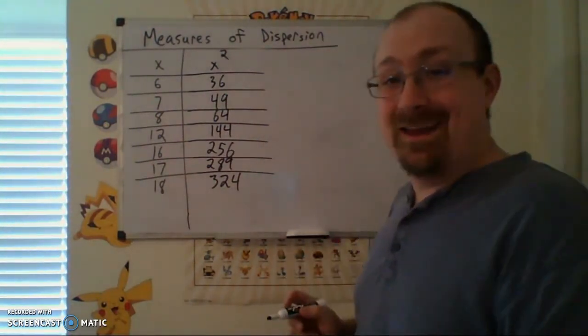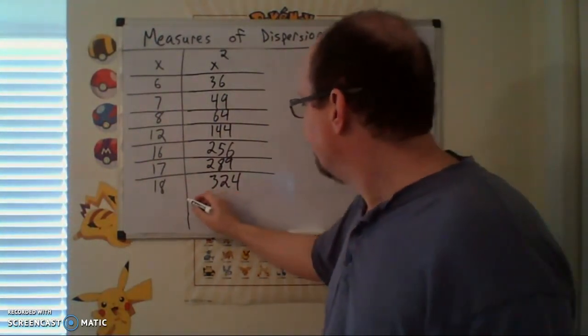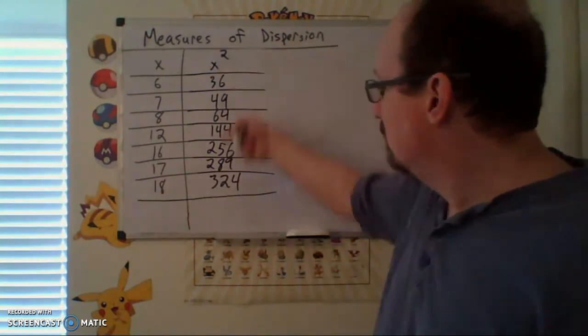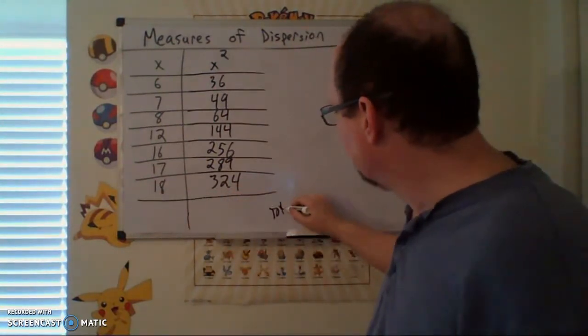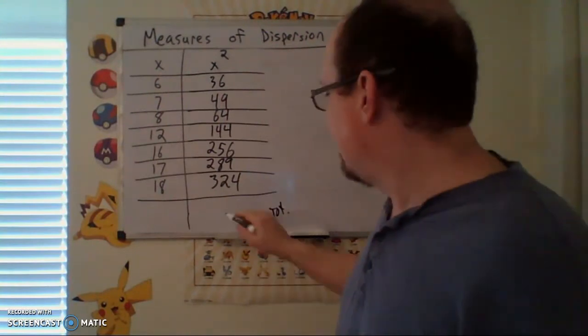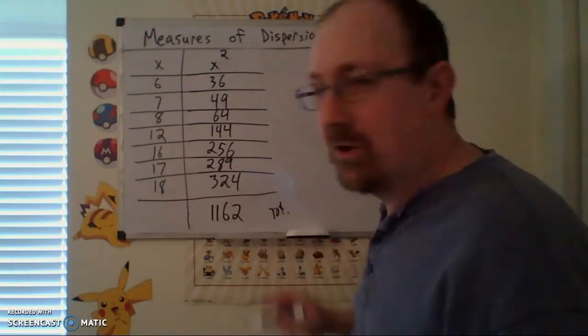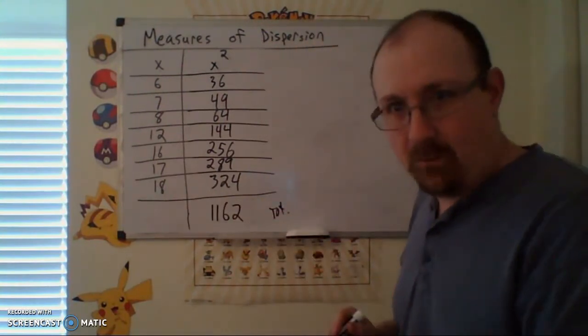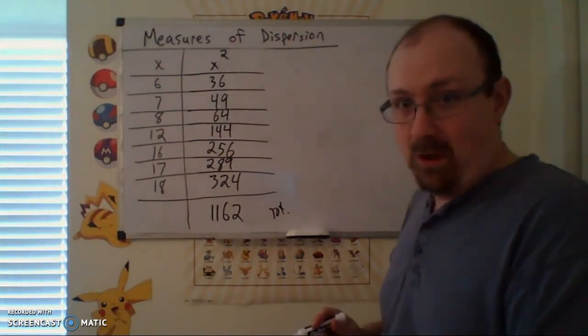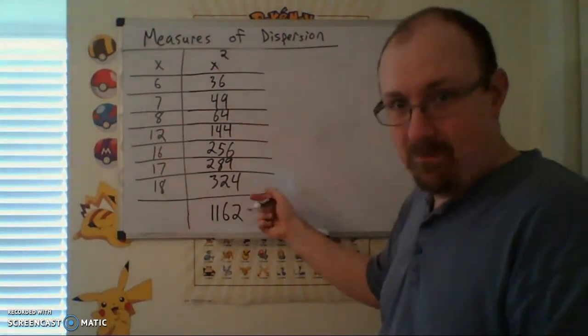All right, now I need to add these guys up. So I'm going to put sort of a total column under here. So, yeah. When I added all of those guys up, I got 1,162. Okay. So that's step 1. Square these, add them up.